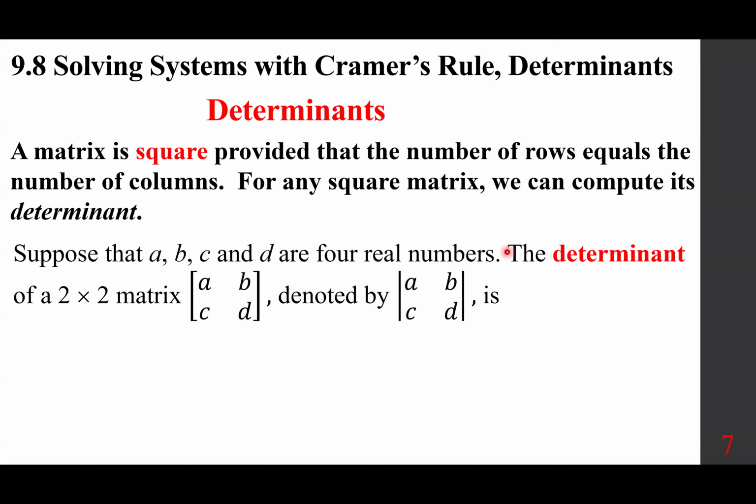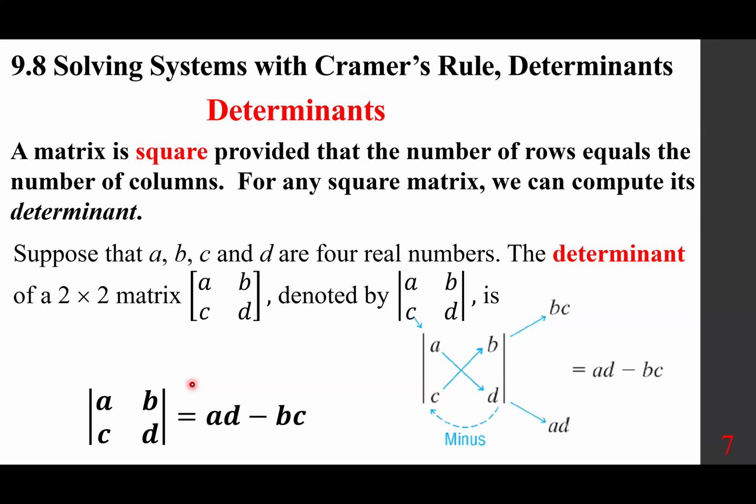We just do the cross product: ad minus bc. That is the methodology to find the determinant of a 2 by 2 matrix. Two by two matrix, and that's the key.